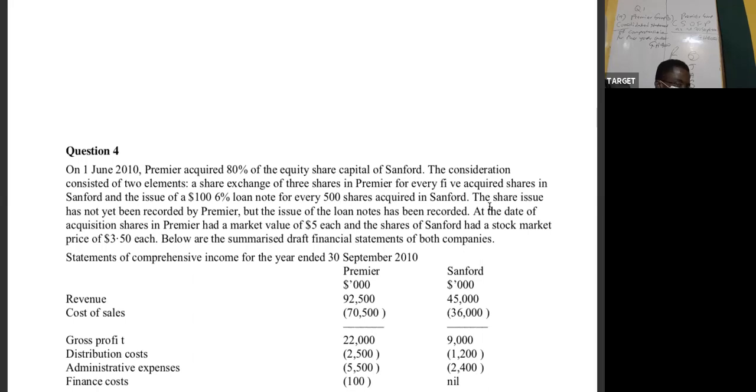Since they are trading as one entity, a parent cannot give a loan to a subsidiary. So this loan was used as a consideration. The subsidiary was looking for money at the date of acquisition, and the parent gave out or bought some items. So let's see how best we can treat this loan note.